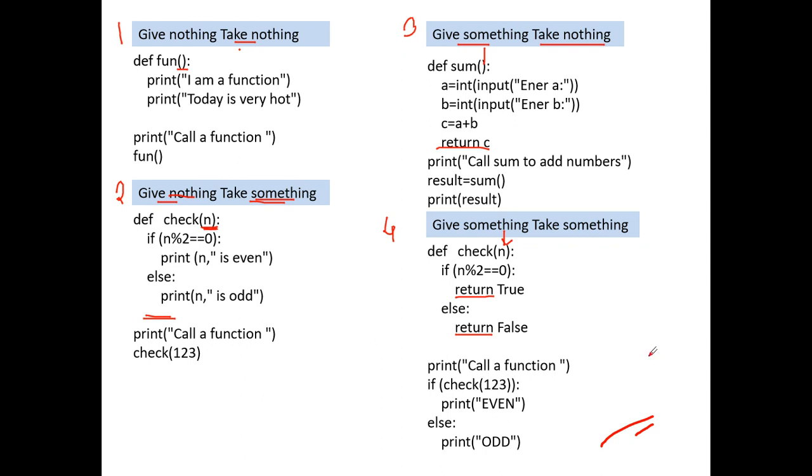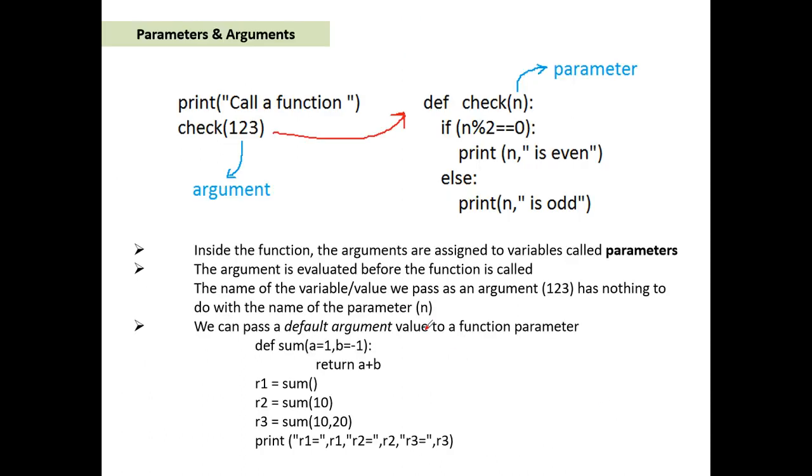So last day we ended up to here. Today we will start from this slide: parameters and arguments. What is a parameter and an argument? We usually hear these two terms when we discuss functions. We hear something called parameters and arguments. So what are these things actually?